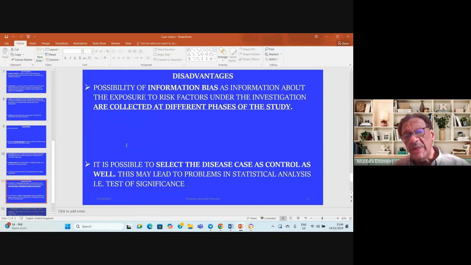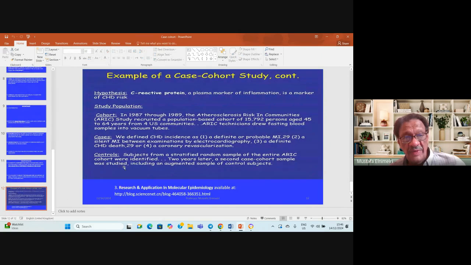Disadvantages: possibility of information bias, as information about the exposure to risk factors under investigation is collected at different phases of the study, maybe at the start of the study as well as when we come to select the cases and the controls. It's possible to select a disease case as a control as well, and this may lead to problems in the statistical analysis and in the conduct of the test of significance.